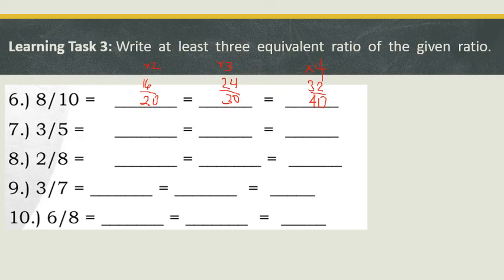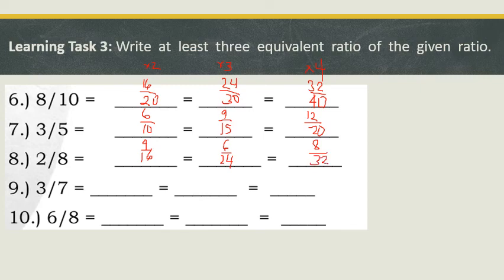Sa number 7, we have 3 is to 5. So, 3 times 2 is 6, 5 times 2 is 10. 3 times 3 is 9, 5 times 3 is 15. And 3 times 4 is 12, 5 times 4 is 20. Then we have number 8. 2 is to 8. 2 times 2 is 4, 8 times 2 is 16. 2 times 3 is 6, 8 times 3 is 24. And 2 times 4 is 8, 8 times 4 is 32.